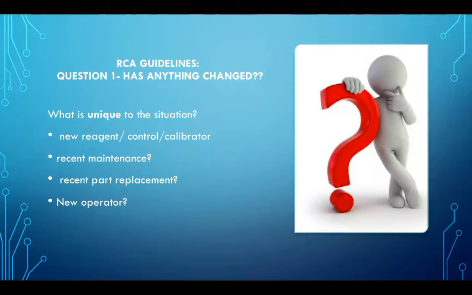Did our technician change the result, change the reagent, or reconstitute the reagent, or change the control lot, or reconstitution of control? Or is it related to the calibrator, or some recent maintenance performed on the machine related to some analytical part, or some part replacement, or a change in the operator? Think from this perspective.